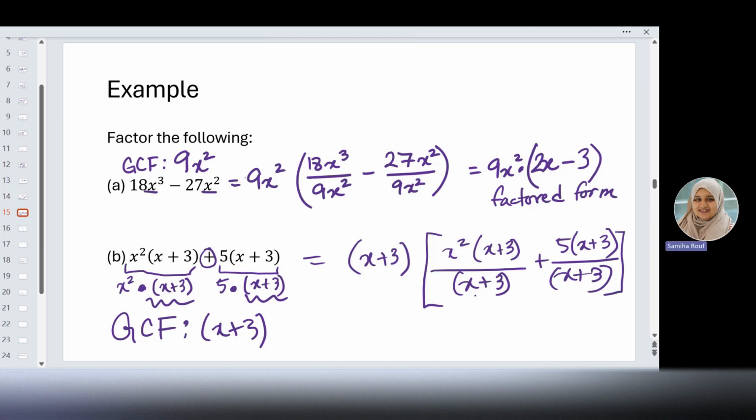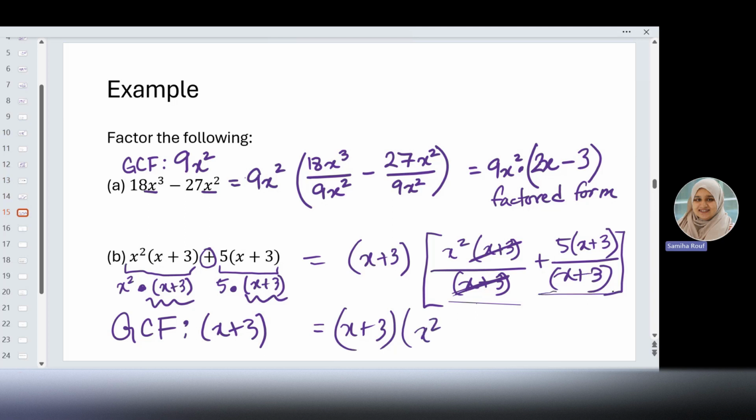Now, when you focus on this fraction, within this fraction, everything in the numerator is being multiplied. Hence, we can actually divide this x plus 3 with this x plus 3. Okay, so the cancellation step is essentially dividing something away. So these two get divided away, and we're just left with x squared.